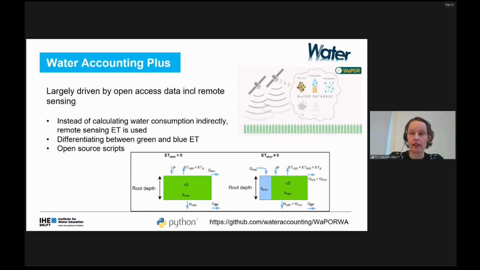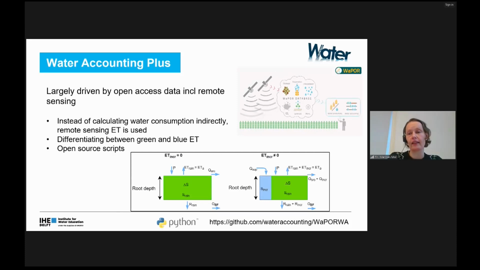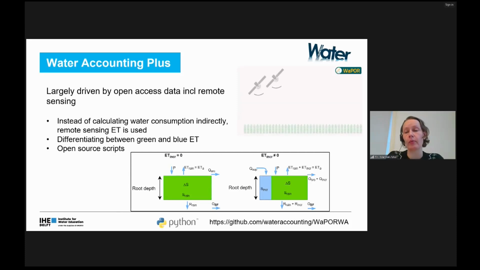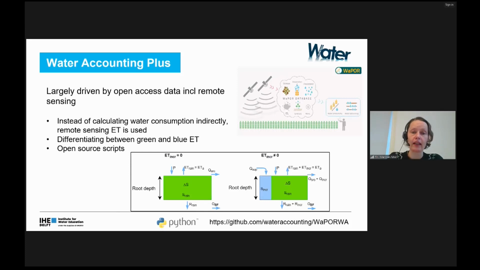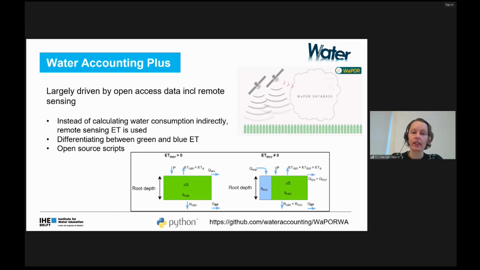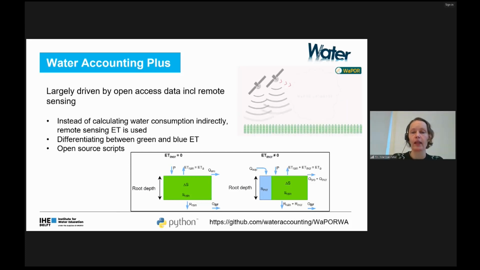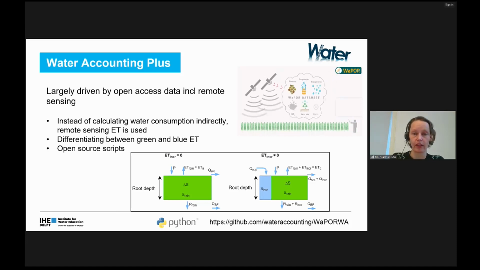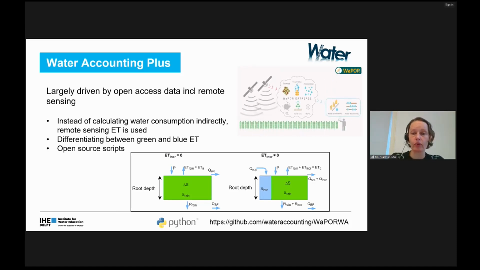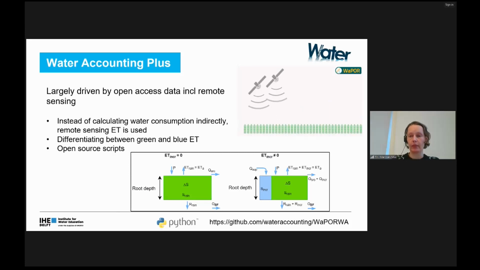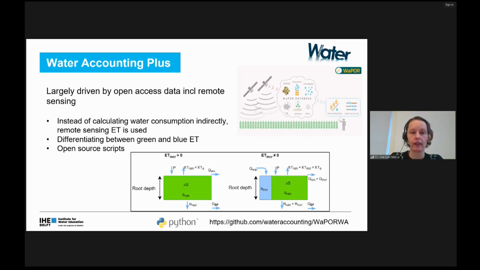This model is largely driven by open access data and spatial data, and that is both observation from remote sensing, but also reanalysis data. We utilize actual ET data as an input rather than as an output. And we also differentiate between green and blue ET, to differentiate how much of the water that's consumed was due to abstractions from the main river system and how much was due to rainfall falling on that particular area itself. We also make all these scripts openly available, and they can be utilized by anybody to rerun the analysis or to apply them to their own case study.